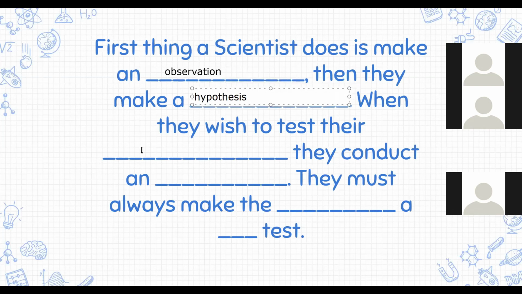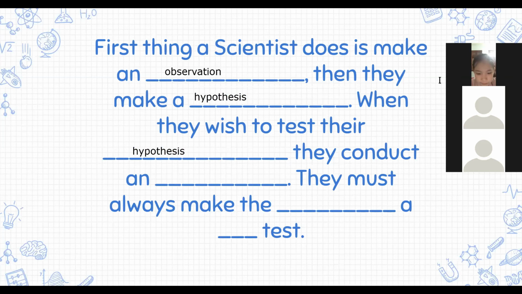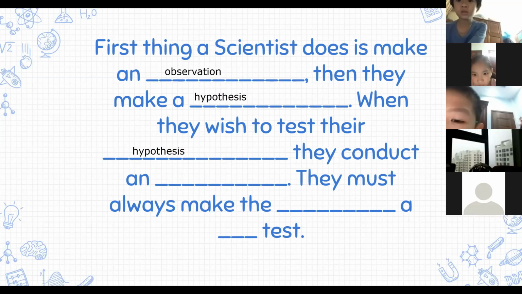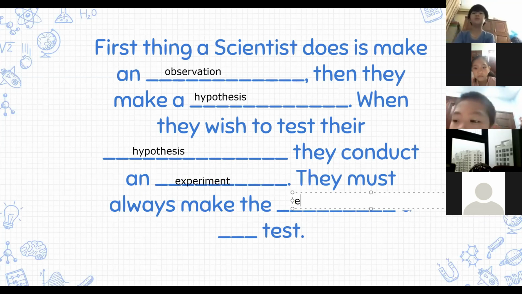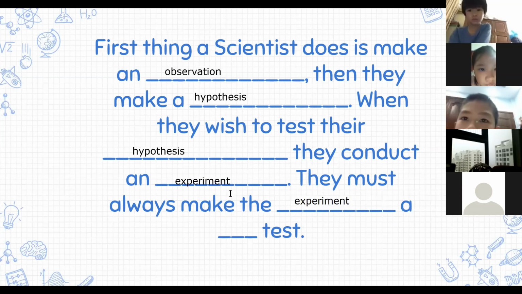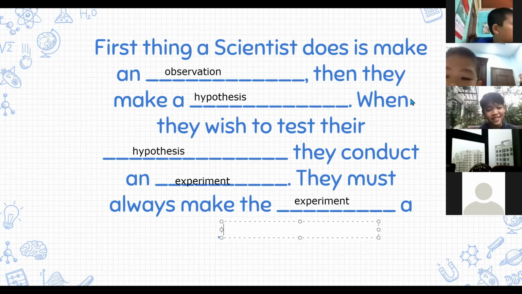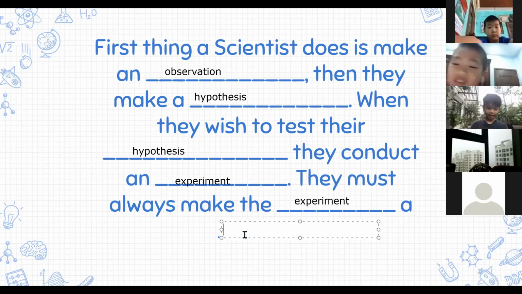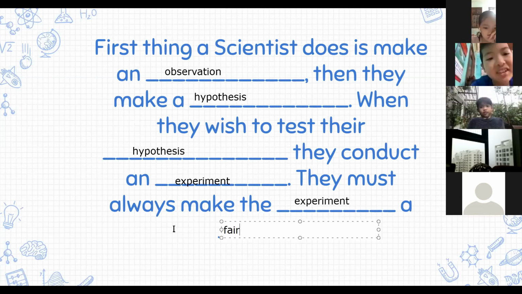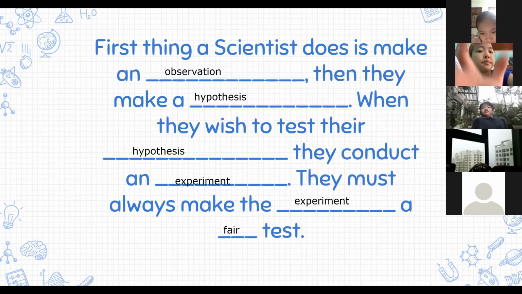When they wish to test their hypothesis, what do they do? Joey, what does a scientist do to test their hypothesis? Experiment. Yes, exactly. So they conduct an experiment. What kind of test must they always make the experiment? Billy. I think it's fair. Yeah, fair. A fair test. You have to make it a fair test, right? When we have a fair test, we need to make sure that all the variables are the same.